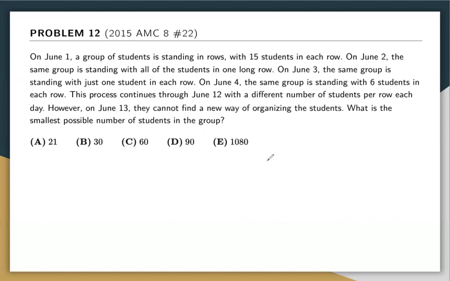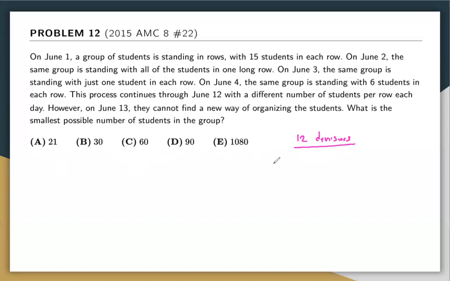However, on June 13, they cannot find a new way of organizing these students, which means the total number of students should be a multiple of 1, multiple of 2, multiple of 3, up to multiple of 12, but not a multiple of 13 anymore. So we are looking for something that has 12 different divisors. Because if you have 12 divisors, then you can make a different number of rows every time, 12 different times, but otherwise you cannot.